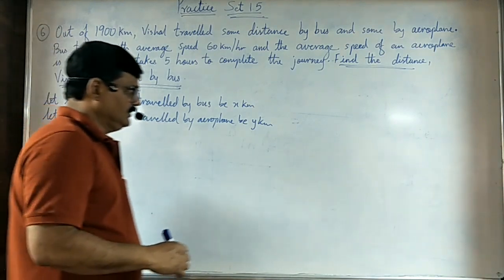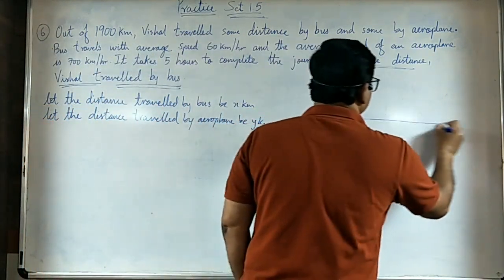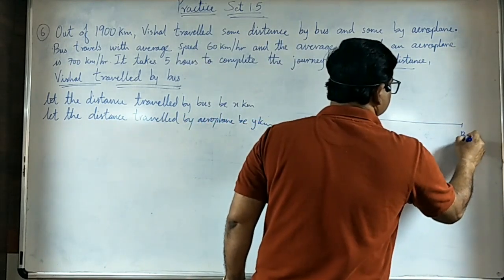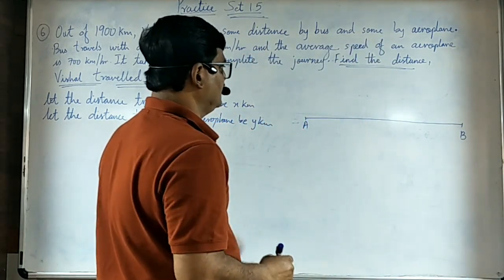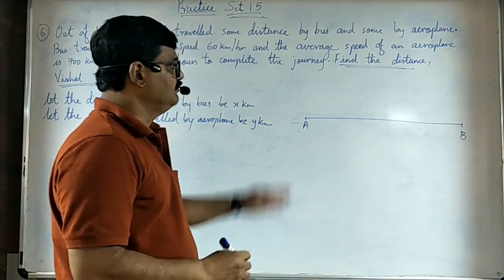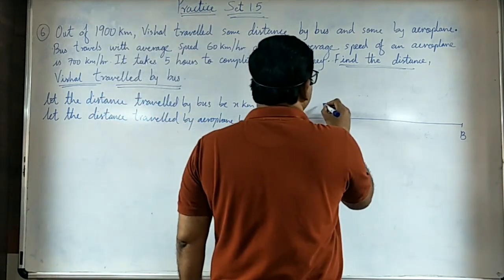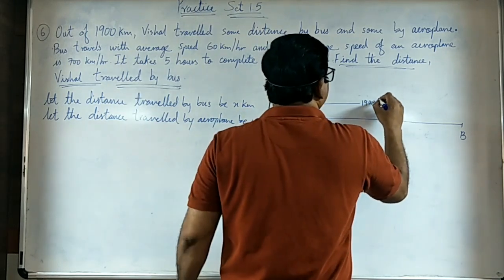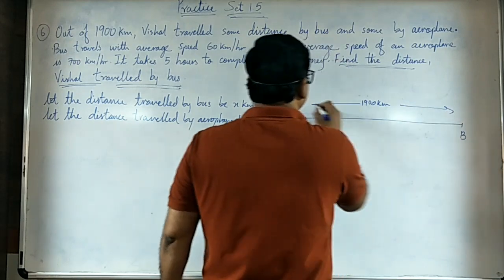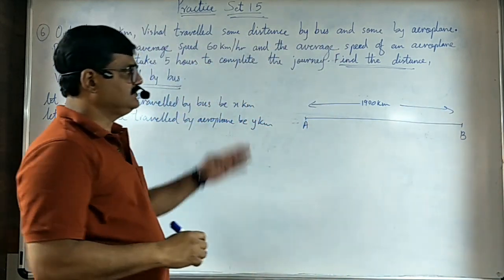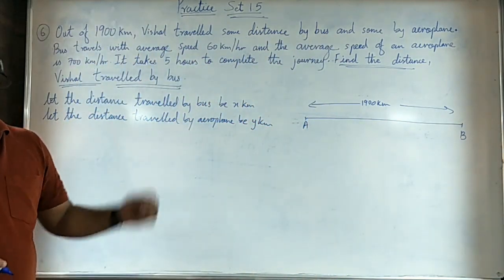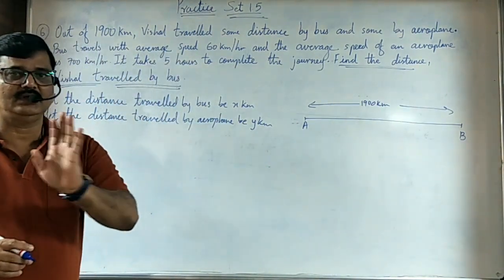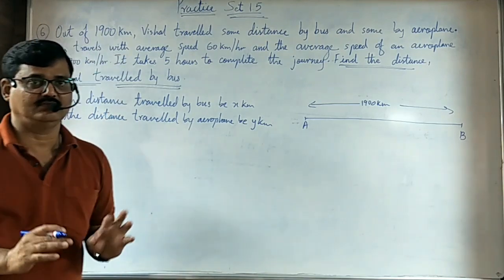Now if I draw one line over here, I have A here and B here. This is the distance traveled by Vishal from A to B, the total distance, which is 1900 kilometer. Can you see that? The distance from A to B is 1900 kilometer. But this distance is traveled by Vishal not by one mode of transport, but by two modes of transport.